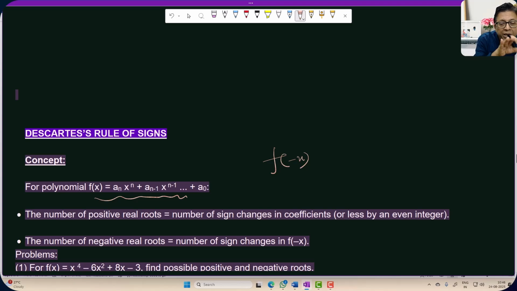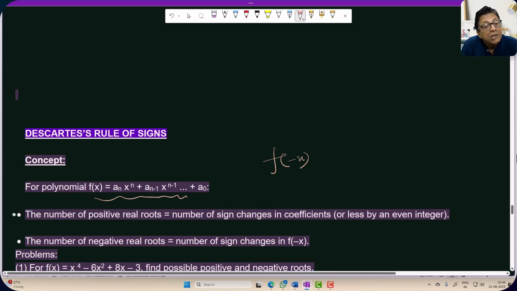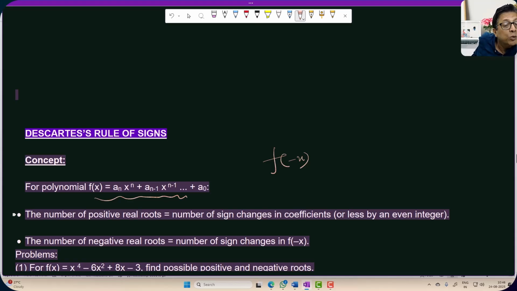If you write the signs of the coefficients of the polynomial f(x) in a row, observe how many times the signs have changed. If there is one change of sign, there is one positive root of f(x) = 0. If there are two sign changes, then positive roots will be 2 or 0. If there are 4 sign changes, positive roots will be 4 or 2 or 0.